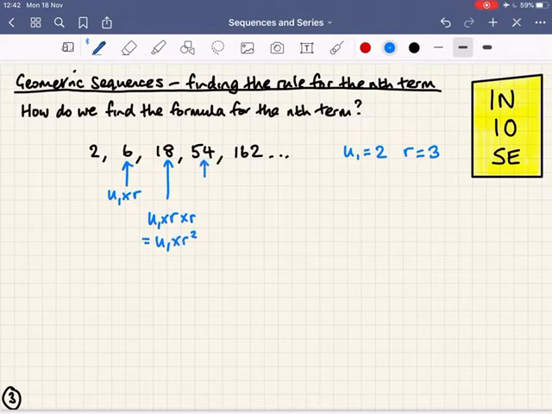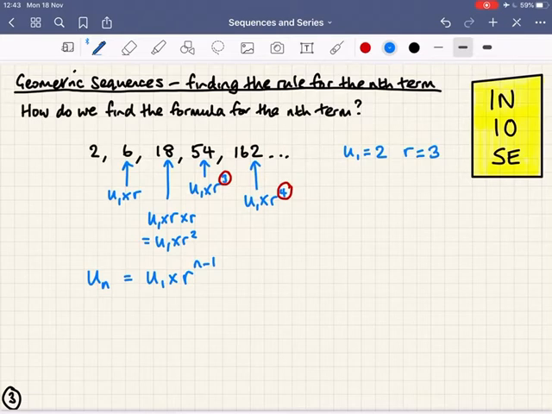And the third term would be u1 times r cubed, because I'm just multiplying each of them by r as we go along. Now hopefully you can see a pattern here, that if I wanted to find the nth term, in every case I'm multiplying the first term by r to the power of, well, let's see if you can see that. The 4th term we multiplied by r to the 3. The 5th term we multiplied by r to the 4. So, no surprises, for the nth term we'd multiply by r to the n minus 1.